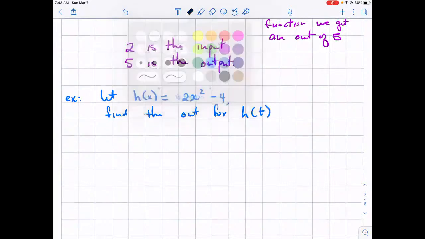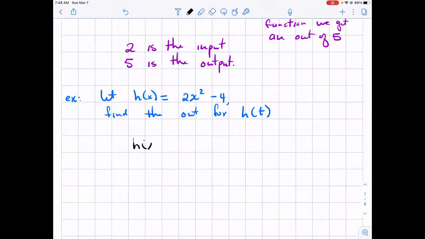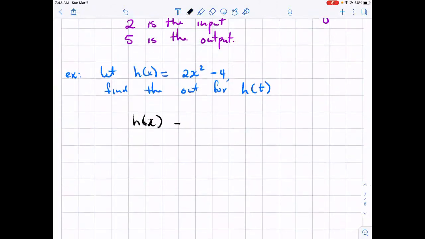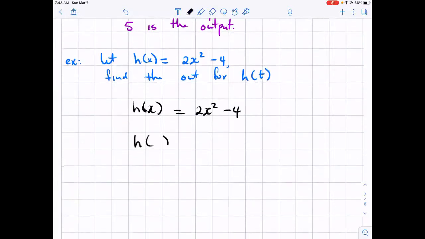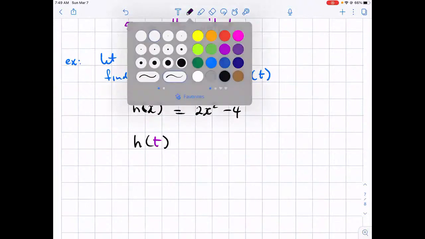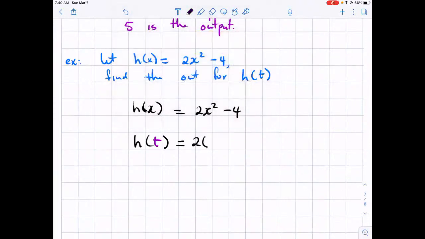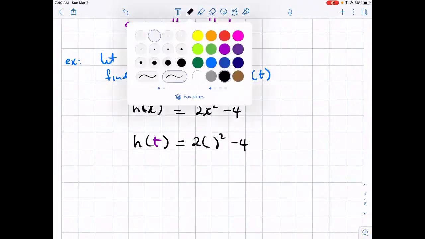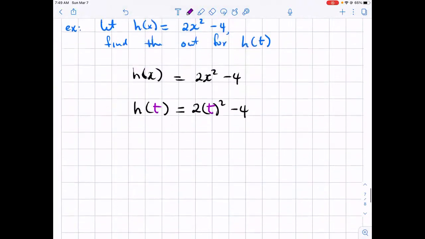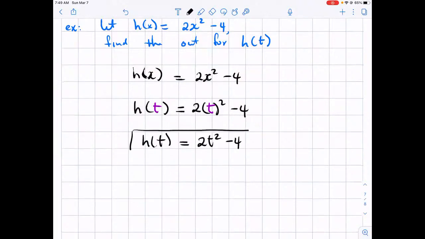Okay. So notice here we have h of x is equal to 2x squared minus 4. Well, now we are replacing x with the letter t. So it means that on the right side, wherever I see x, I will replace it with t. There's no simplification to be done here. So h of t is 2t squared minus 4. And there is our evaluation of when t is plugged into the function.